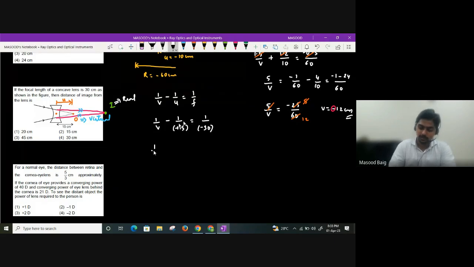So if I send it to the other side, what will I get? Minus 1/15 is there. If you send it to the other side, you will get 1/15 minus 1/30. Obviously 30 will be the LCM. You will get 2 minus 1, right? Which is 1 divided by 30. So what will the v value be? 30 centimeters. Clear? Direct lens formula application.